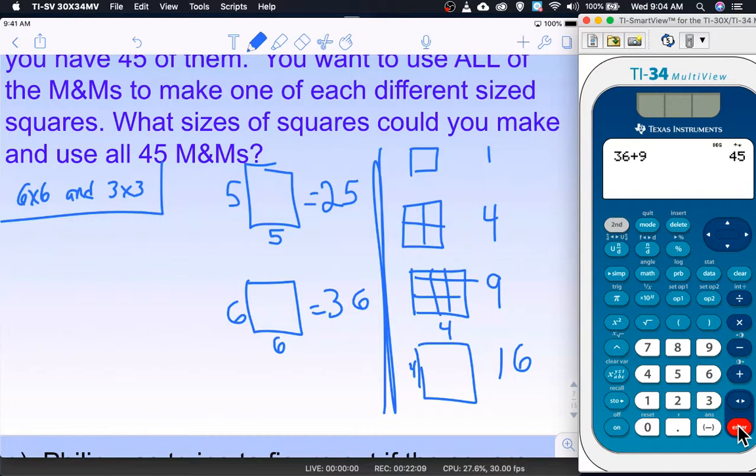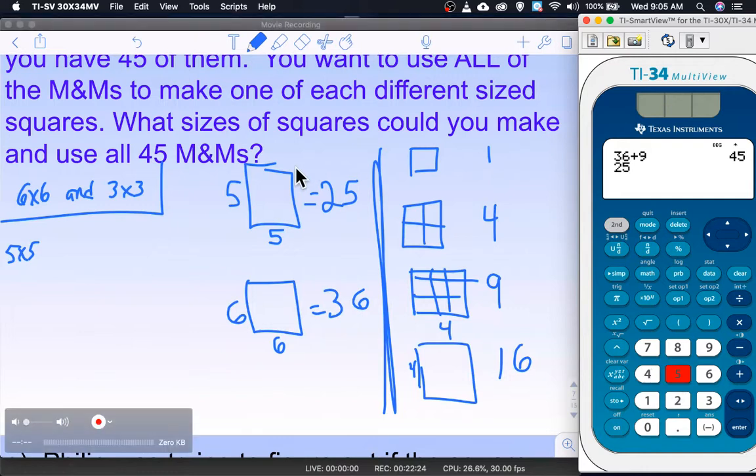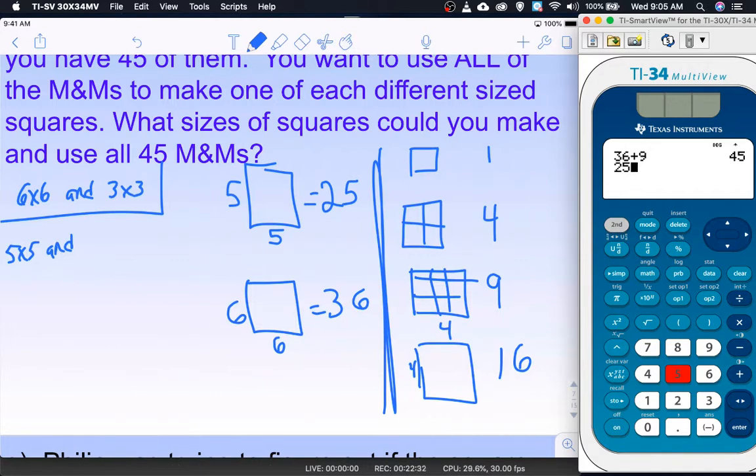Do you see any others? I'm just kind of looking here. I'm just going to play with some numbers. Let's see. Oh, there's one. A 5 by 5, which is 25 M&Ms, and a 2 by 2, which is 4 M&Ms, and a 4 by 4, which is 16 M&Ms, should be 45. It is. So that's another set of M&Ms you could use. It uses all 45 M&Ms.